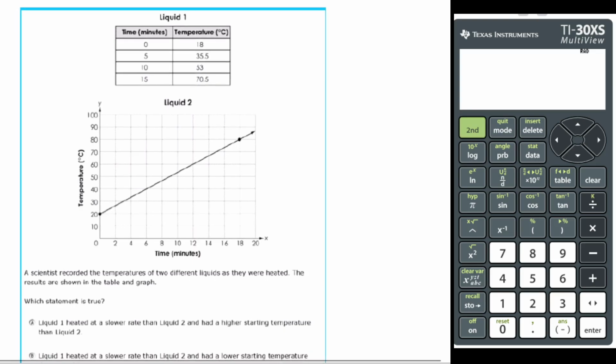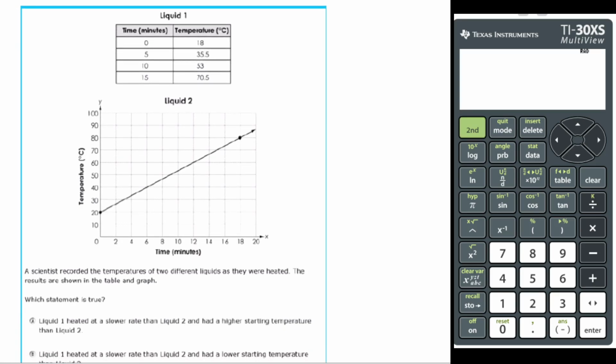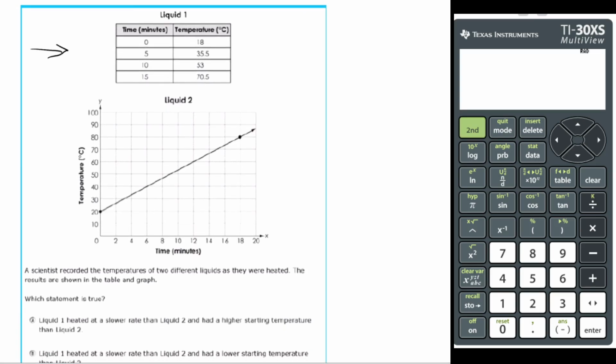So, question one, we're given a table for liquid 1. We're given a graph for liquid 2. Okay, and it says a scientist recorded the temperatures of two different liquids as they were heated. The results are shown in the table and the graph. And they ask you which statement is true.